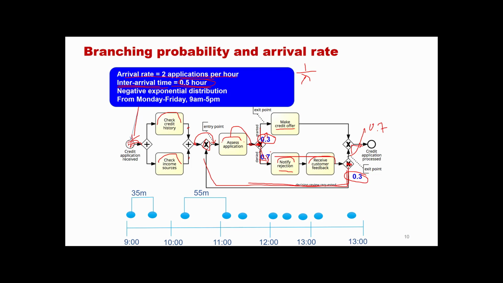Obviously, applications will not arrive exactly every 30 minutes. Sometimes the time between one loan application arriving and the next one is 1 hour. Sometimes it is 15 minutes. Sometimes it is 10 minutes. So I also need to tell the simulator the probability distribution of the inter-arrival times.